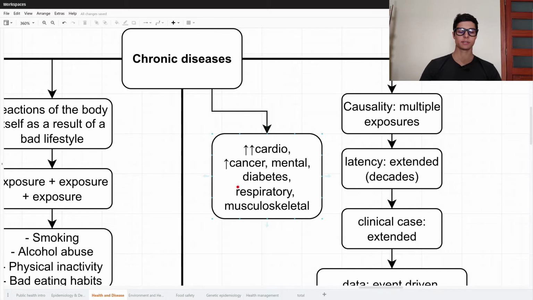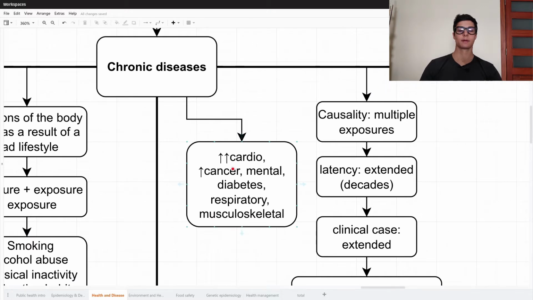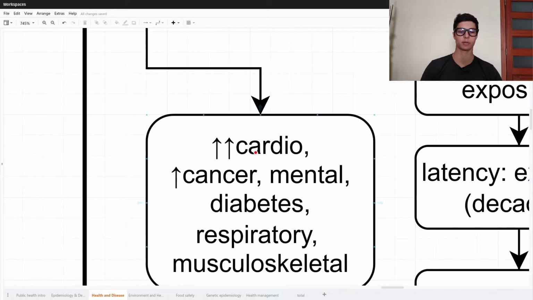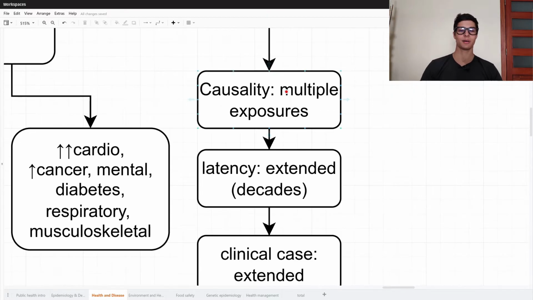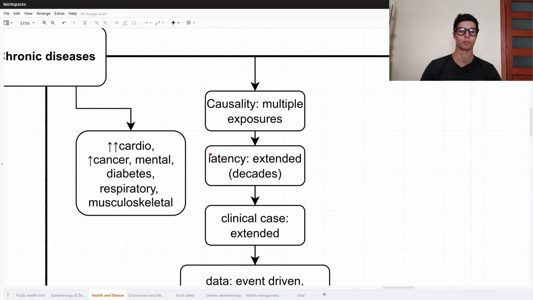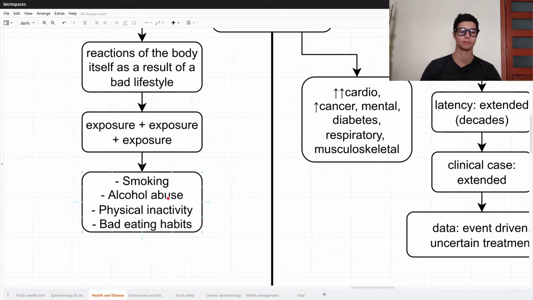Among chronic diseases, we find cardiovascular diseases, cancer, mental health, diabetes, respiratory diseases and also musculoskeletal diseases. I put these arrows here because cardiovascular diseases are the most common ones, followed by cancer. Causality. This is not a correlation, remember from previous videos. Causality, multiple exposures. Exposures of what? These.